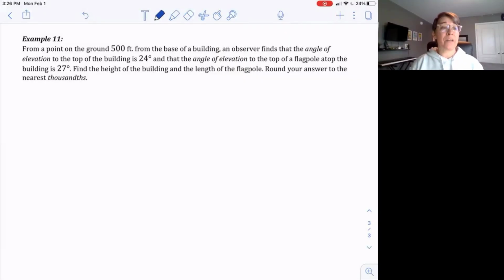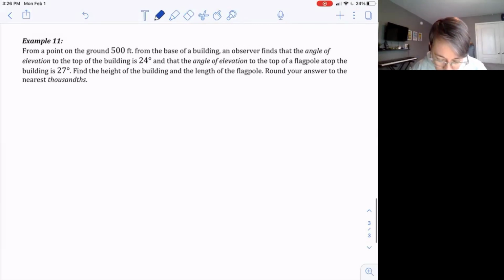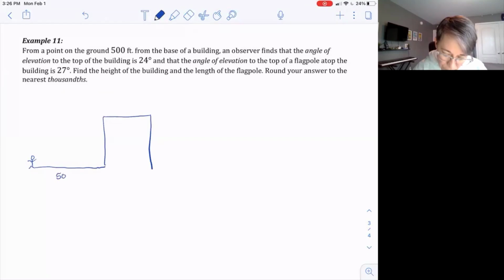In example 11, from a point on the ground 500 feet from the base of a building, an observer finds that the angle of elevation to the top of the building is 24 degrees. So we can draw that. Here's our little person. He's 500 feet from a building, 500 feet away. And it said that the angle of elevation is 24 degrees. And again, they didn't give us the height of the observer, so we're just going to use the ground.